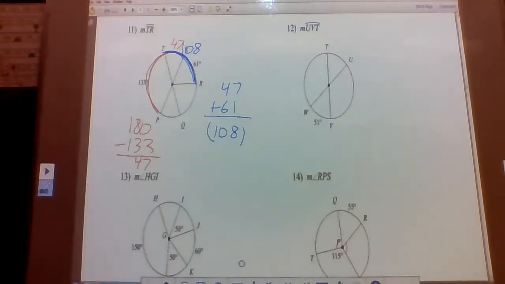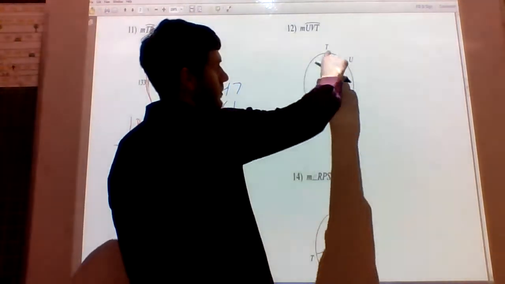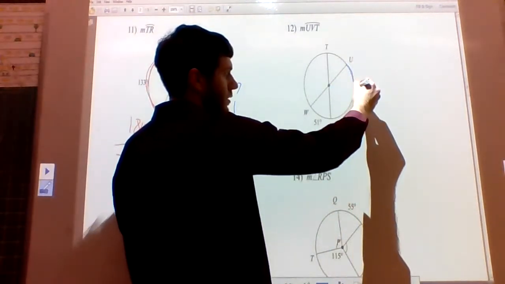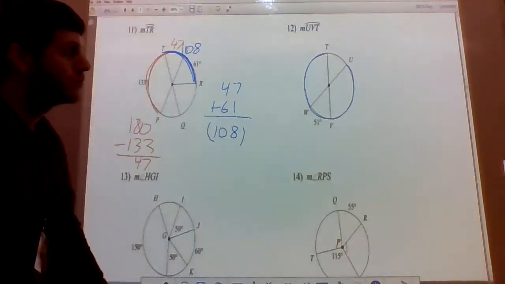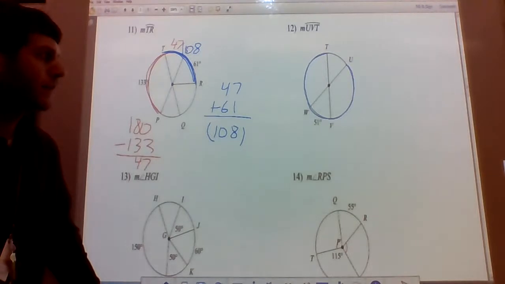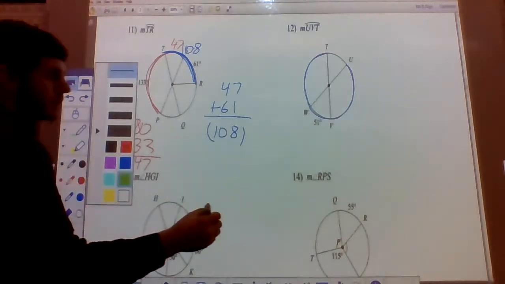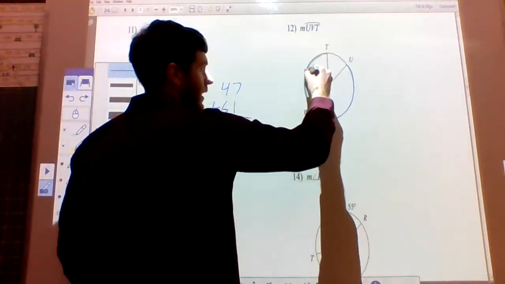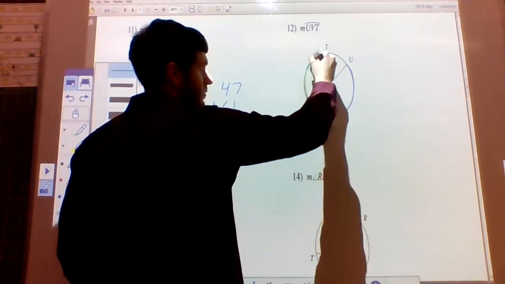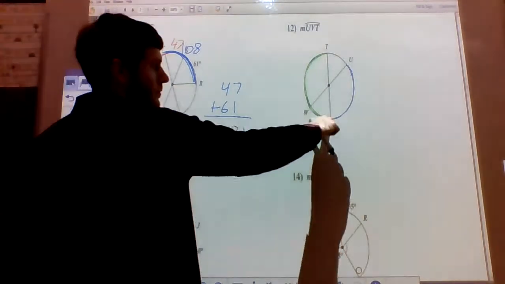12, the measure of arc UVT. So we're connecting U and T, but we're going through V, so it's the major arc going around. Two ways we can approach this problem. One way is we look for a half circle, and we have a half circle. So here is a semicircle. Okay, so that arc right there is a semicircle, so it's going to be 180.